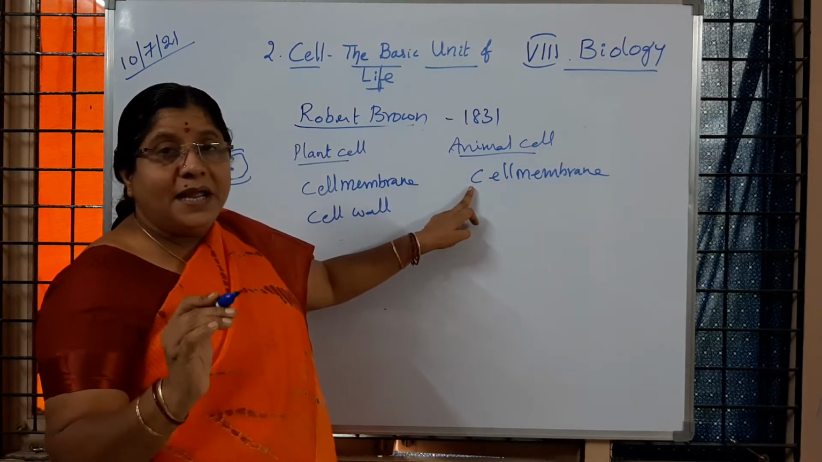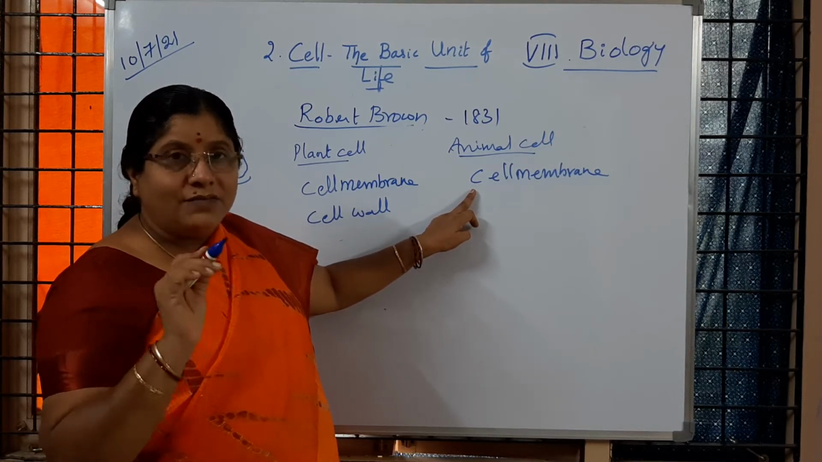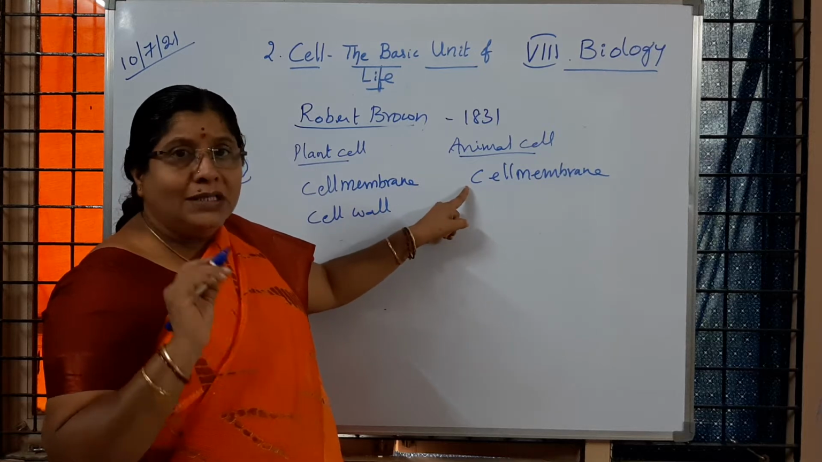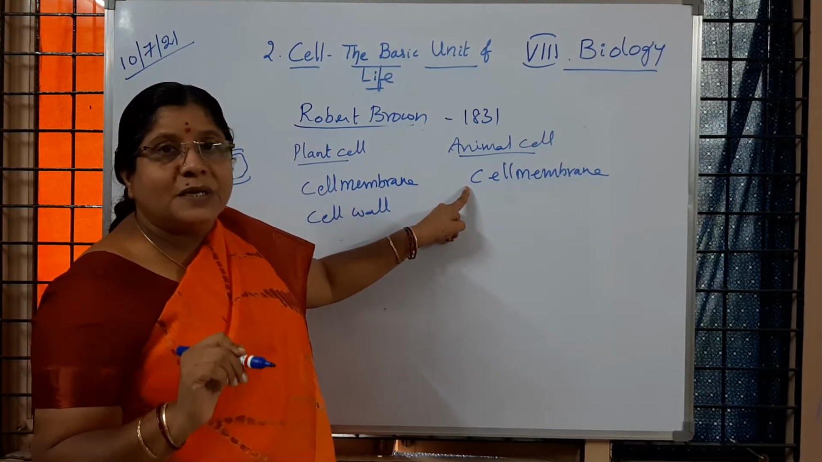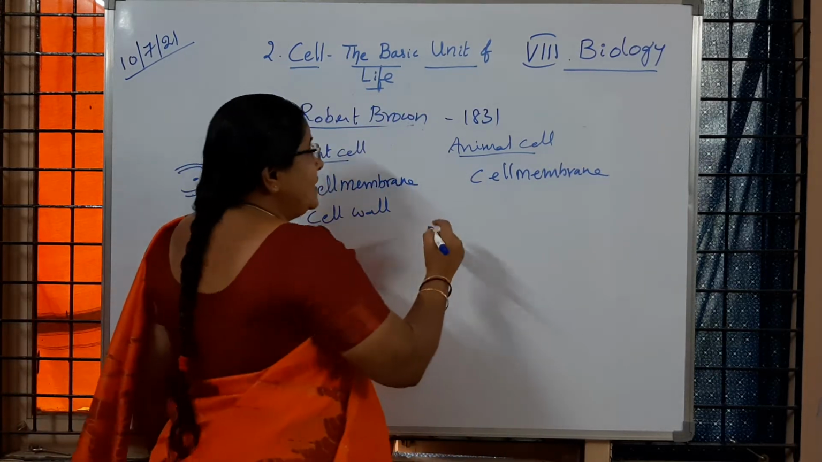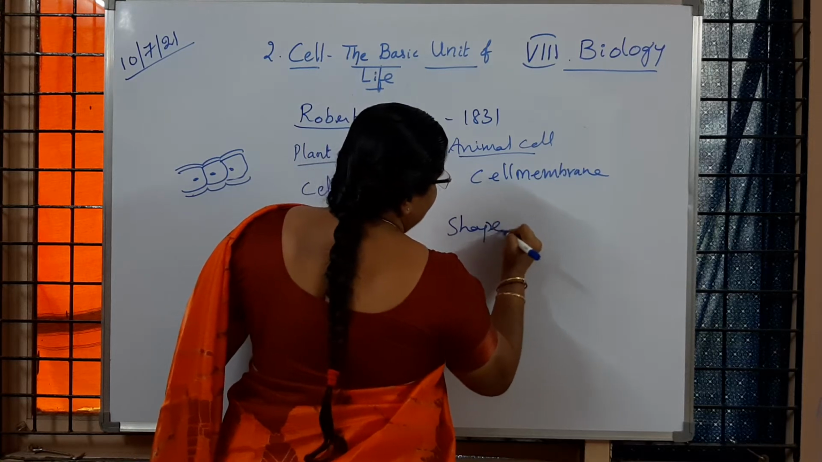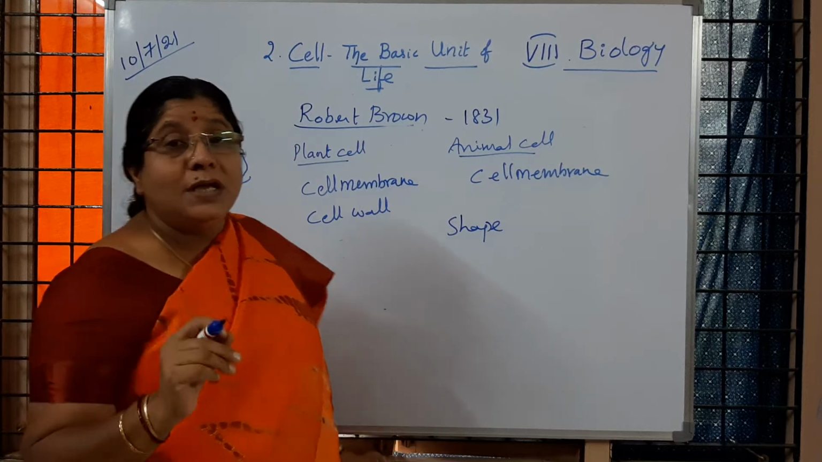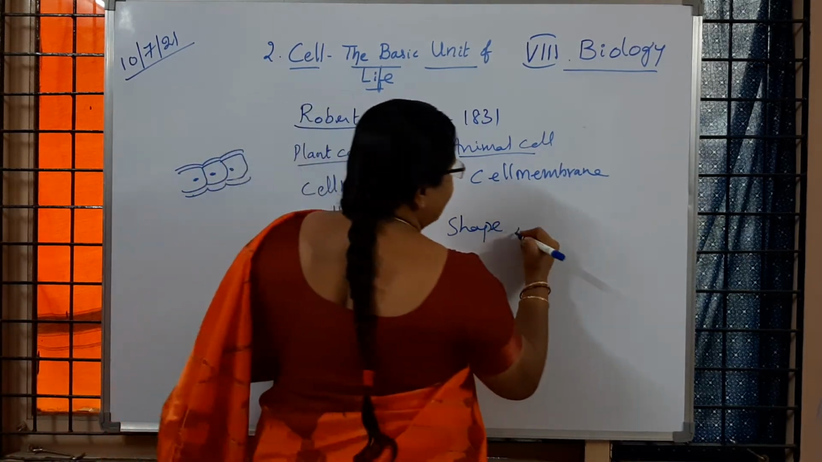The cell membrane is present as the outer covering of the cell, and it is present in all cells, whether plant cell or animal cell. The cell membrane helps in giving a definite shape to the cell, or even you can write structure.